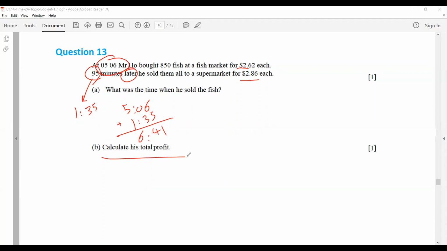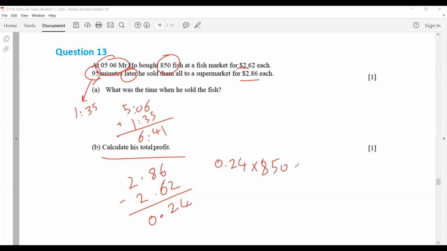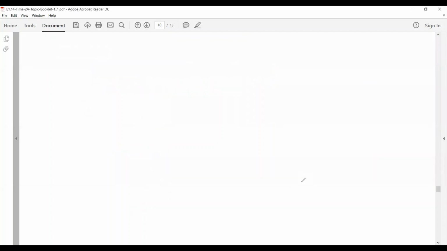And then calculate his total profit. Well, it shouldn't be a problem calculating this. Since we are at it, let's do it. So $2.86 minus $2.62. This is the profit that he made on each fish, but there are 850 fish. So you need to multiply that by 850 at the end. So 24 cents on each fish, and in total, 204 US dollars. Okay, is this the last question?